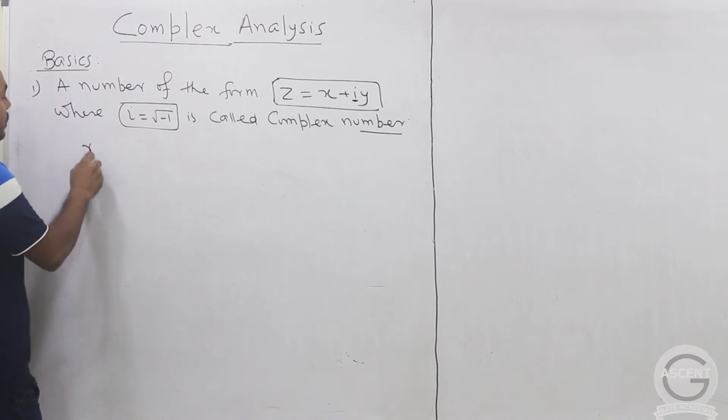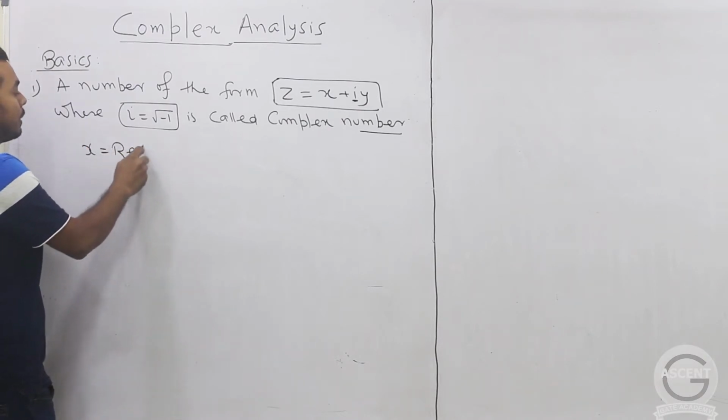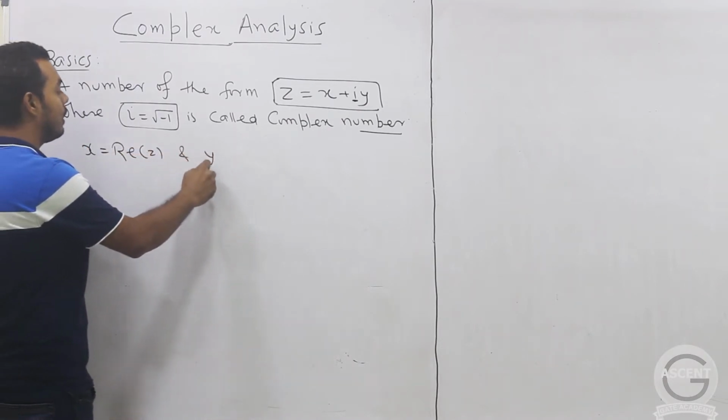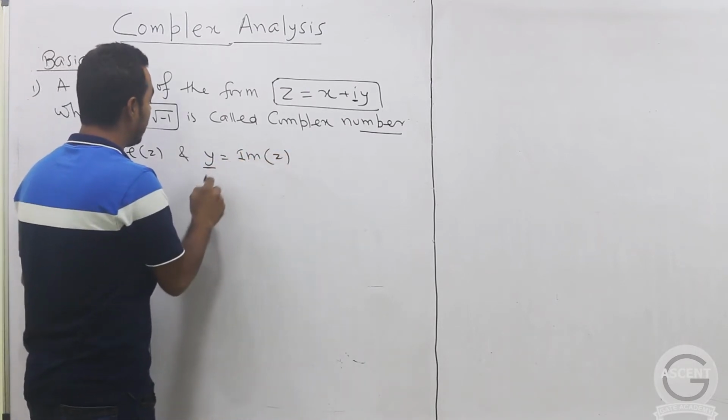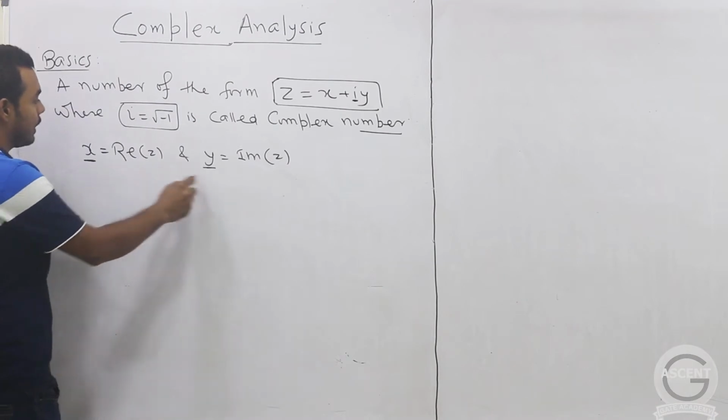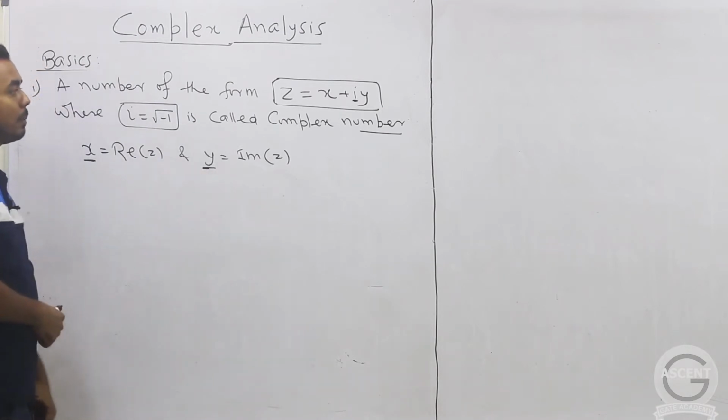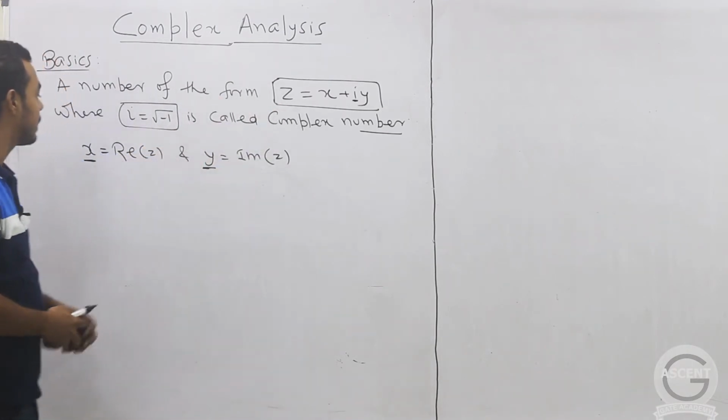Here x is called the real part of the complex number and y is called the imaginary part of the complex number. Remember that x and y, both of these are real numbers, and if the number is in this form, then it will be a complex number.